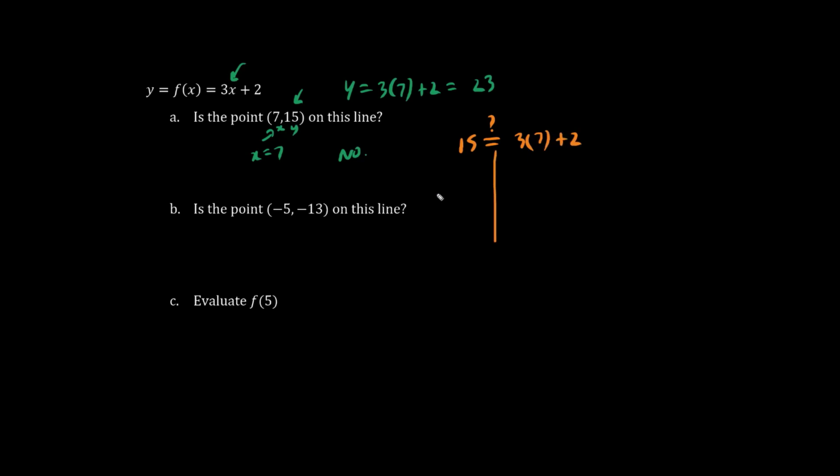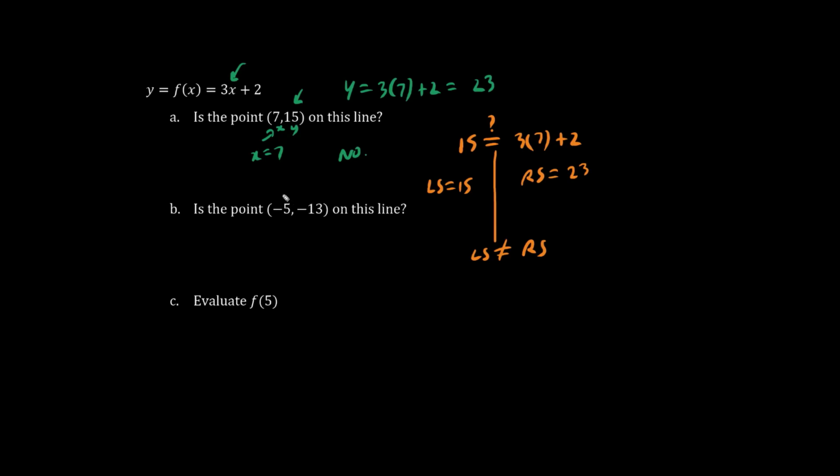We draw a line and we state the obvious. Left side equals 15 and the right side is 3 times 7, which is 21, plus 2 is 23. Left side does not equal right side, so therefore this point is not on the line.